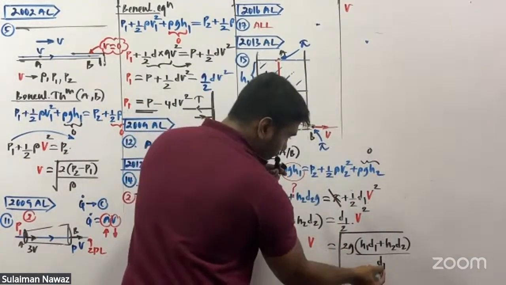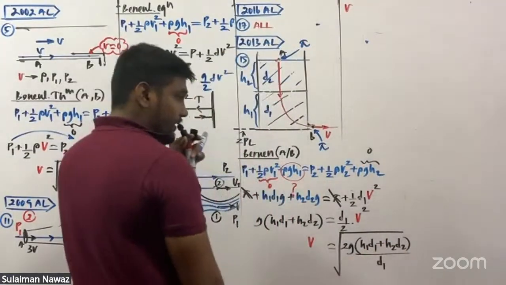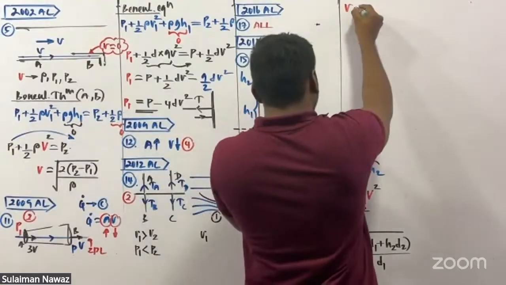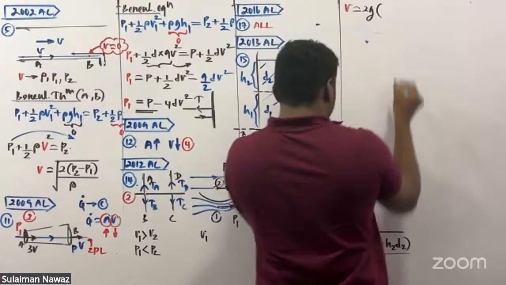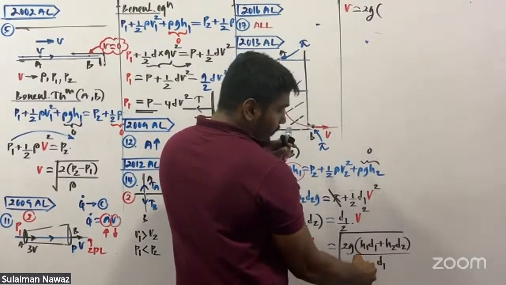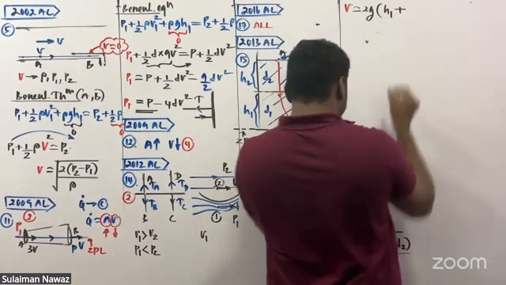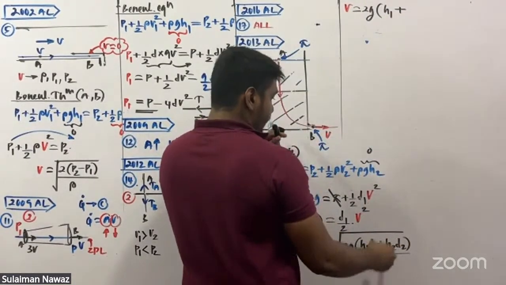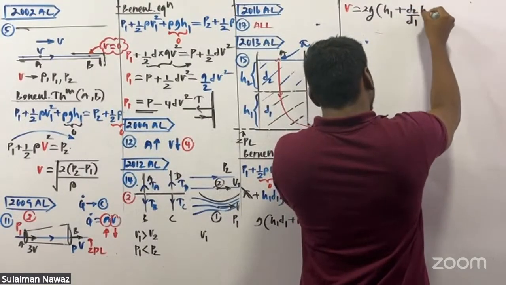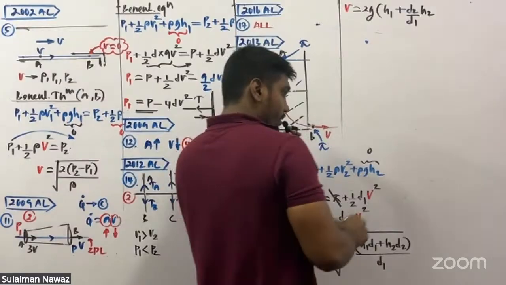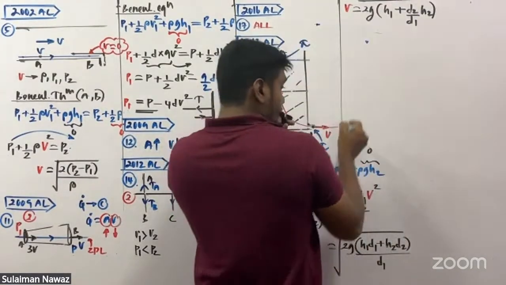So you can see this D1 is common for the H1, D1 term as well as the H2, D2 term. So V is going to be equal to root of 2G inside the bracket, H1, D1 over D1. D1, D1 cancel out. Therefore, just H1 plus H2, D2 over D1, H2 inside the bracket, whole root.